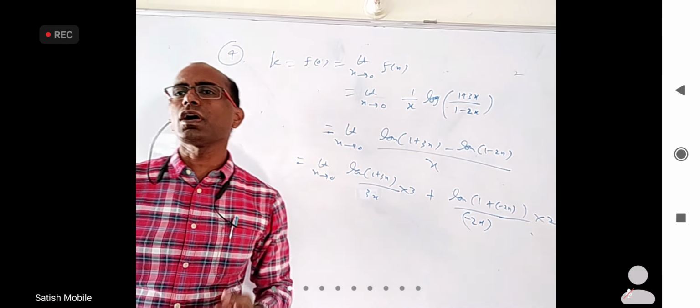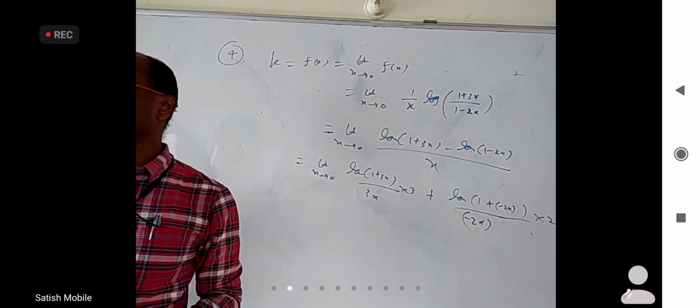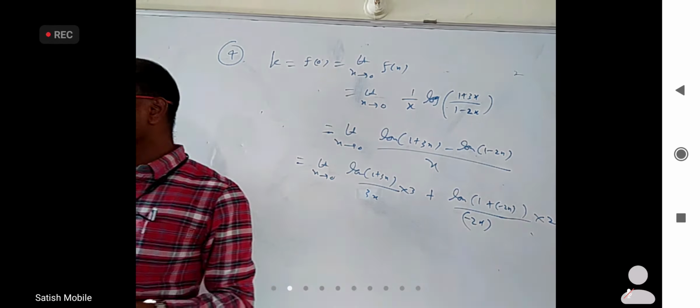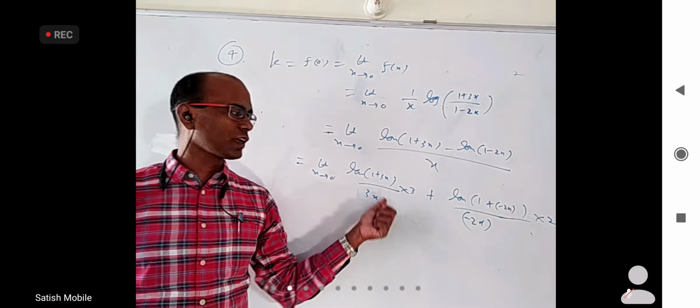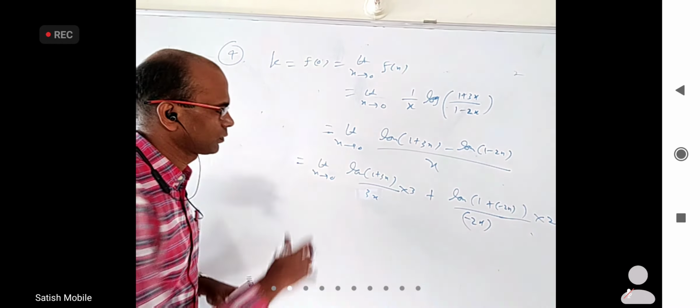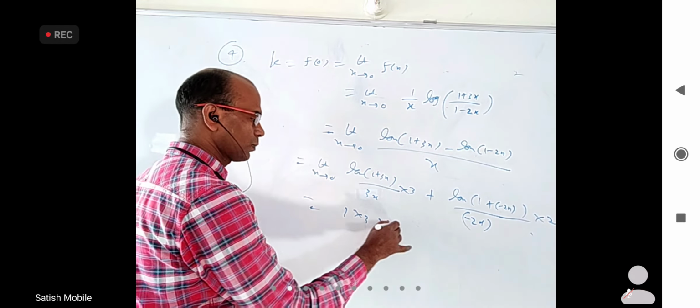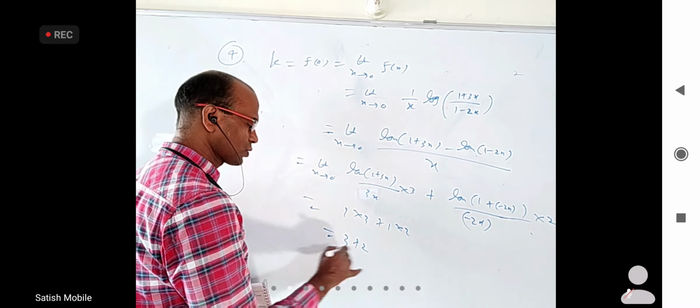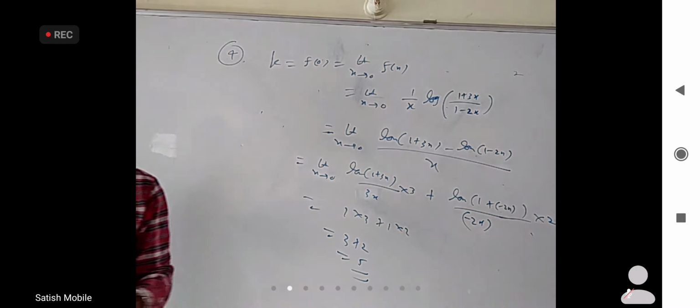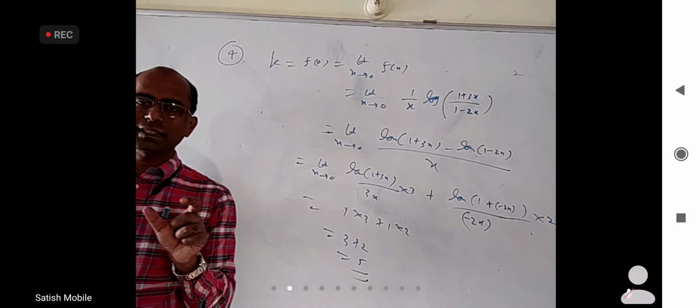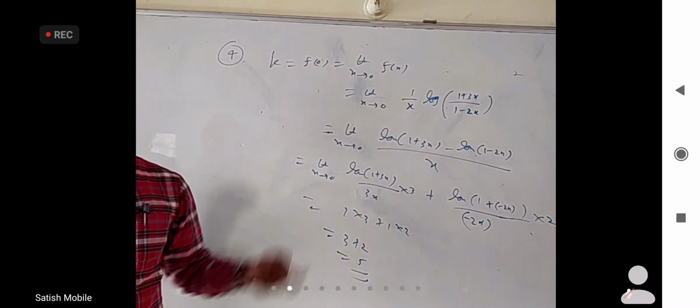Why am I doing all this? The limit of log 1 plus x by x is 1. This is 1, this is 3, 1 into 3. This is 1, this is 2, 1 into 2. That's it. 1 into 3 plus 1 into 2, 3 plus 2 is equal to 5. So log 1 plus x by x is the formula, but it can be asked in different ways, like this.